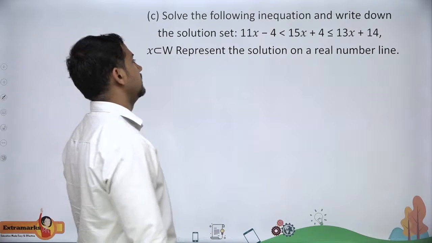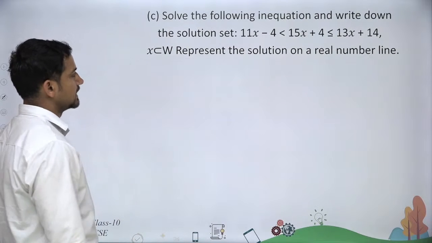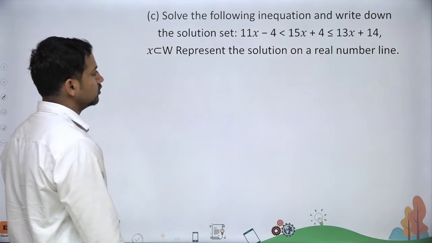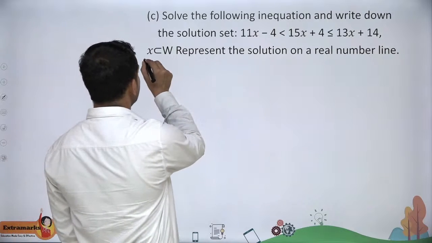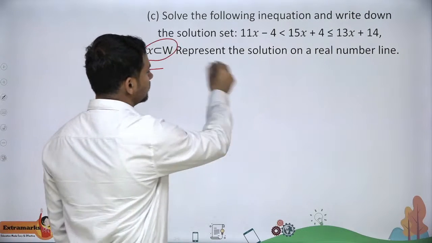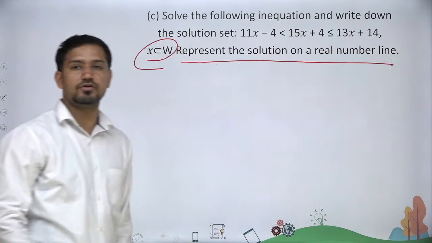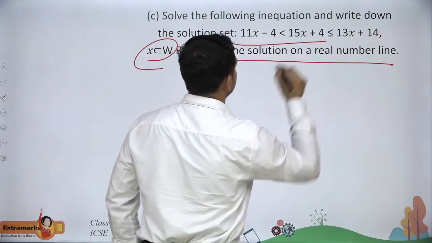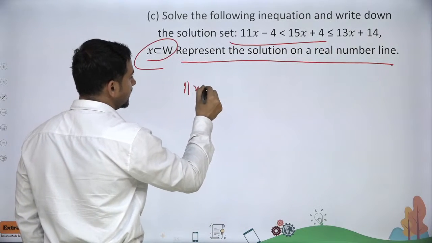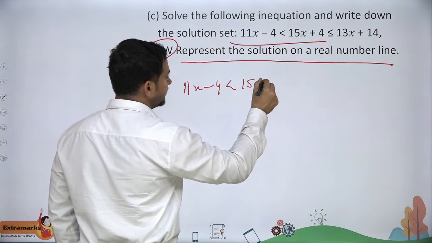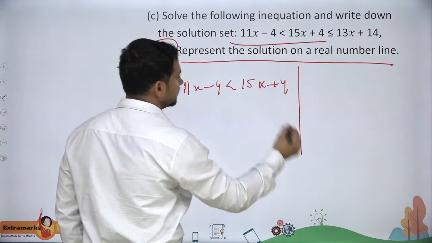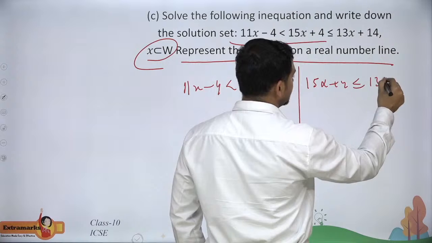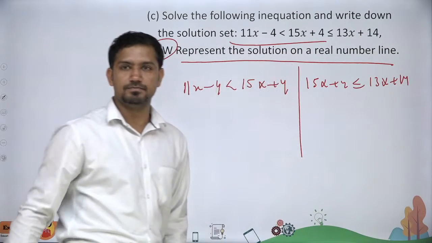Now, solve the following inequation and write down the solution set: 11x minus 4 is less than or equal to 15x plus 4, which is less than or equal to 13x plus 14, where x belongs to the whole numbers. Represent the solution on a real number line. For this, the most important part is this one. First of all, we take 11x minus 4 less than or equal to 15x plus 4. Then in the second part, 15x plus 4 less than or equal to 13x plus 14. These two parts come.